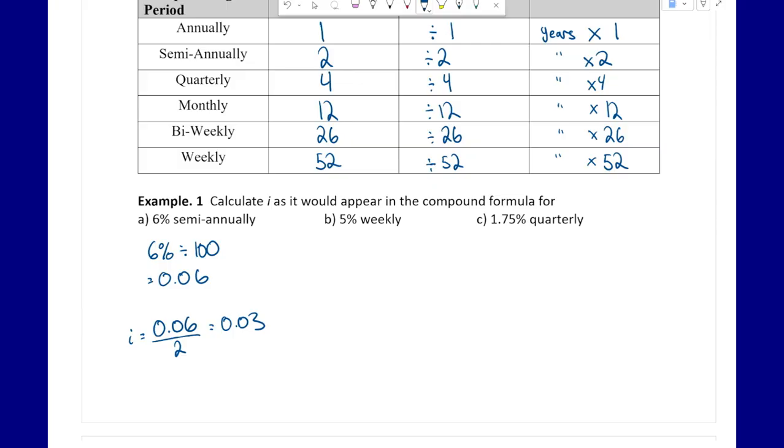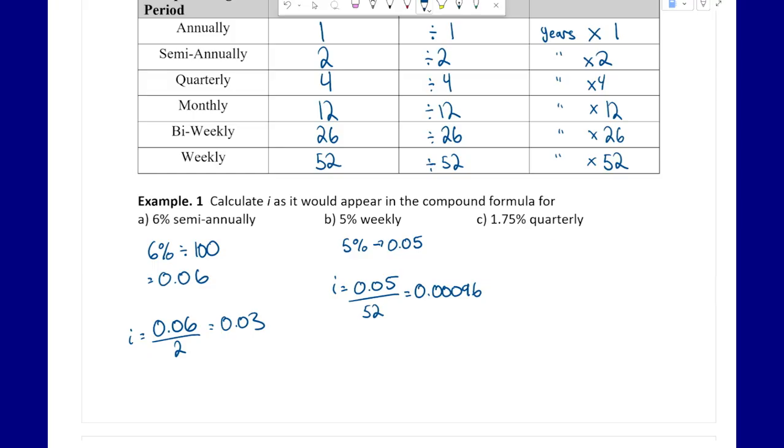If I have 5% weekly for B, again, we want to convert it to a decimal. So 5% becomes 0.05. Because it's 5% for the year, but compounded weekly, I have to take that and divide it by 52 to determine the amount of interest earned every week. Here we get 0.00096. So a very small amount of interest every week, but over a full year, it will add up to 5%.